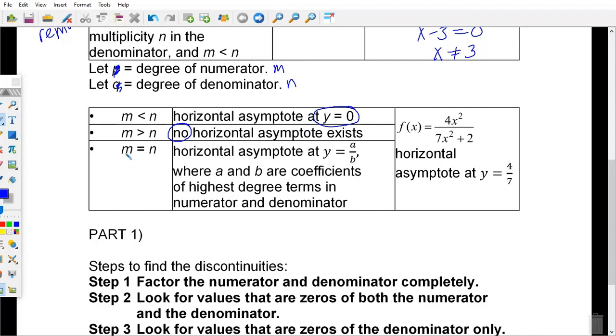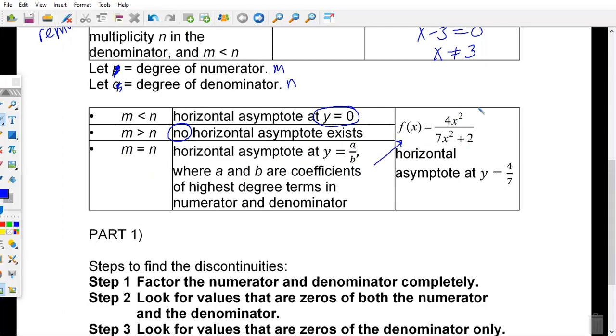The last rule is if M equals N, so if the degree of your numerator equals the degree of your denominator, then you have a horizontal asymptote at y equals A divided by B. A and B are your coefficients, so just the numbers. So this is an example of when that happens.